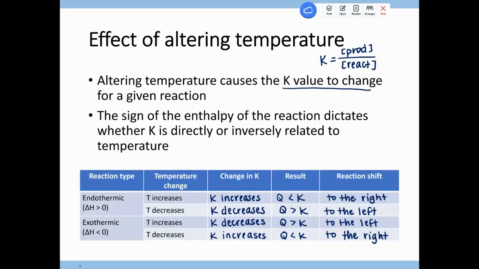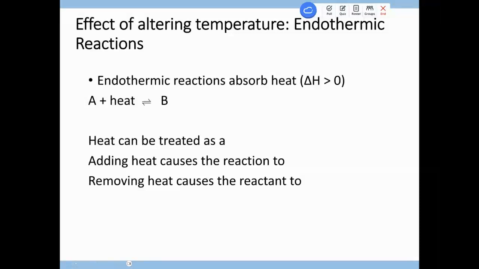Okay, next slide has just a little bit more details about endothermic reactions. So endothermic reactions overall require heat. We can treat heat as a reactant. So adding heat will follow the same process as if we're increasing concentration of a reactant. Increase something on the left side causes the reaction to shift to the right. So adding heat causes the reaction to shift right.